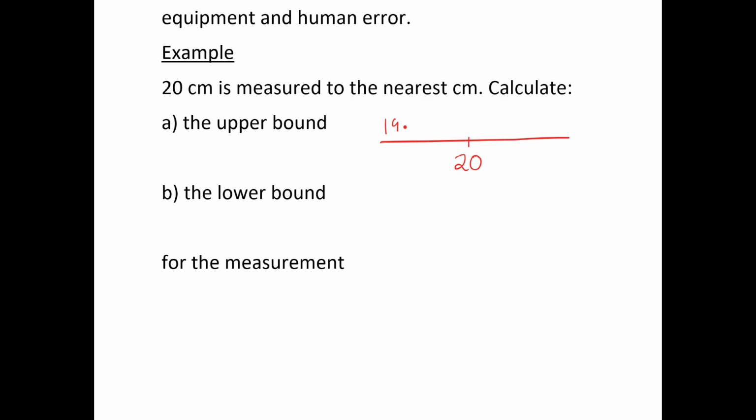You could have, for example, 19.6. That would round up to the nearest centimeter to 20. If we had, let's say, 20.4, that would round down to 20. So there's a whole range of values that would round to 20 to the nearest centimeter. And if we think about 19.5, that would certainly round to 20 to the nearest centimeter. But if you had 19.49, to the nearest centimeter, this would round down to 19 because the 4 would tell the 9 to round down.